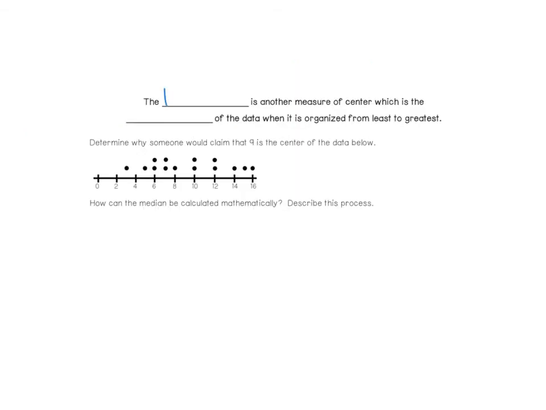All right, the median is another measure of center, which is the middle of the data when it is organized from least to greatest. Our problem says determine why someone would claim that 9 is the center of the data below. So we are first going to arrange the numbers from least to greatest.